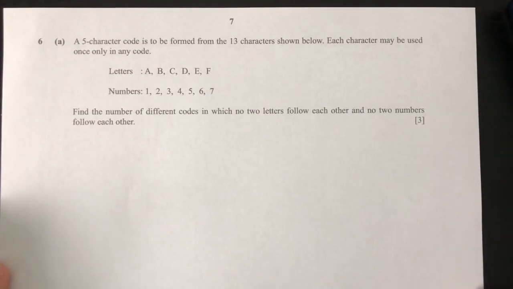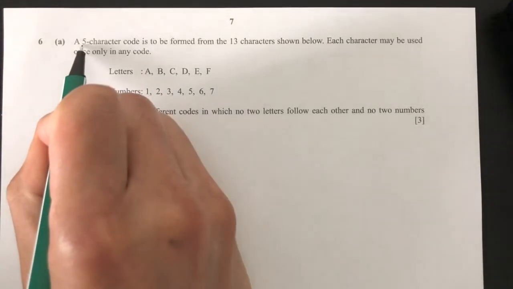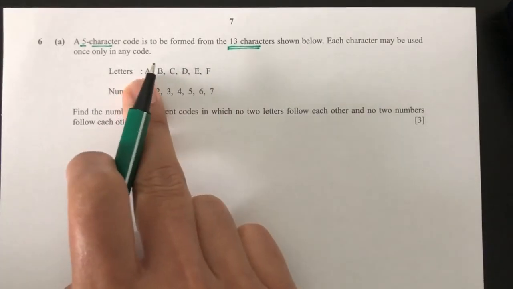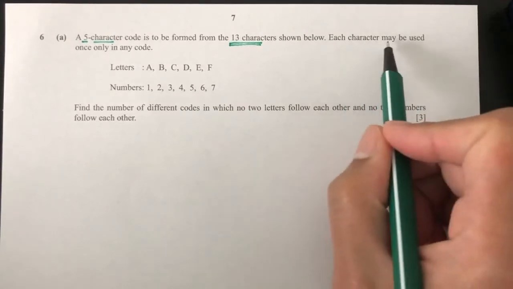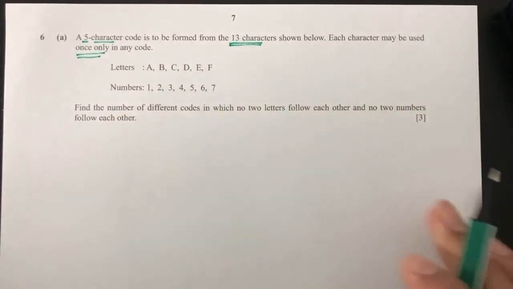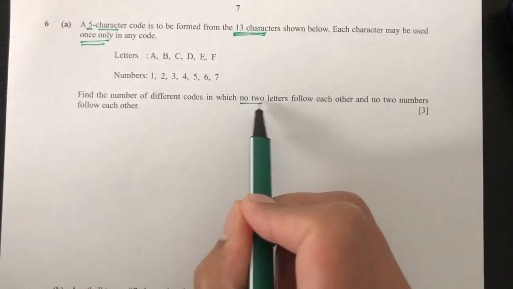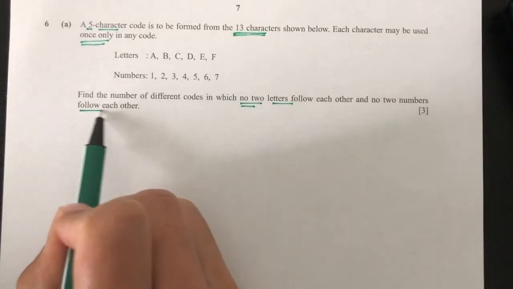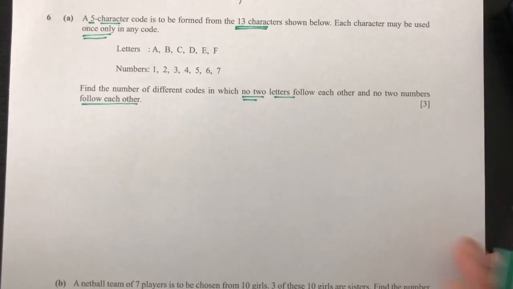Now let's move on to question number 6. A 5-character code is to be formed from 13 characters shown below. We have A, B, C, D, E, F, and then we have 1 to 7. Each character may be used only once. Find the number of different codes in which no 2 letters follow each other and no 2 numbers follow each other. So let's see how that is possible. They have to be separate from each other.